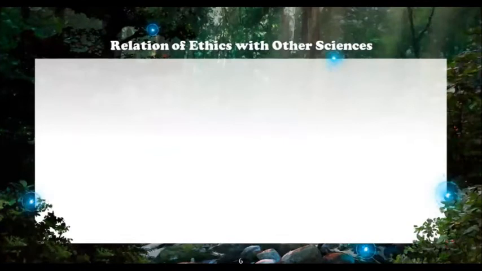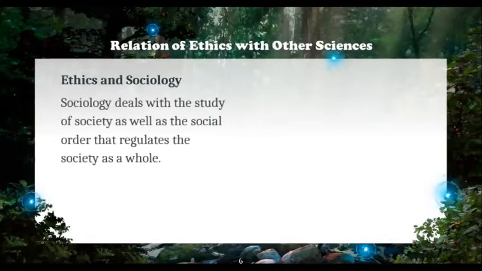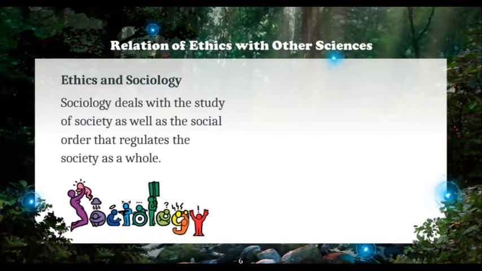All right, so how about ethics and sociology? So what is the relationship of ethics to sociology? Sociology deals with the study of society as well as the social order that regulates the society as a whole. So they are related because ethics is concerned with the moral order of society. And ethics is the basis of sociology of what is right and wrong.